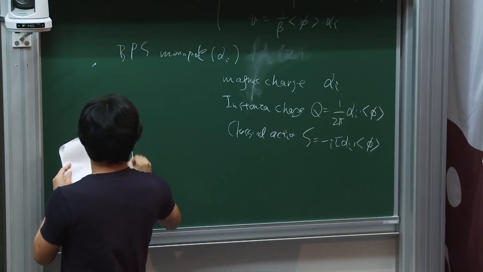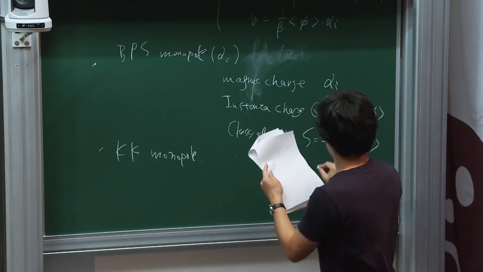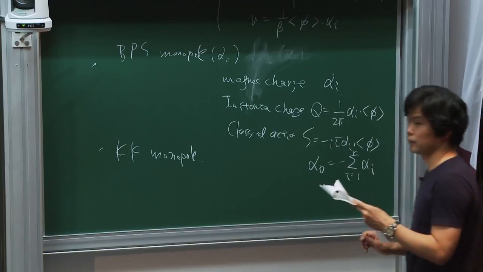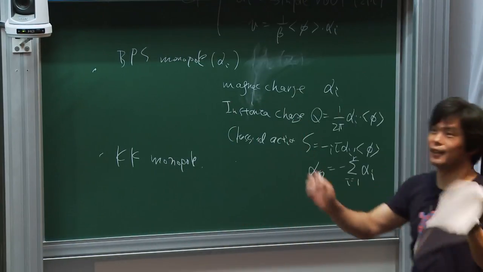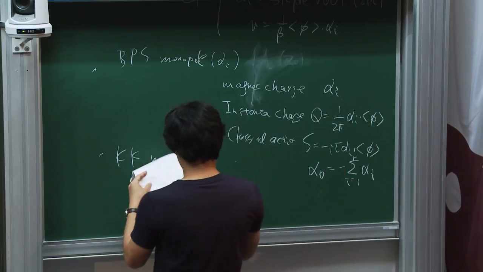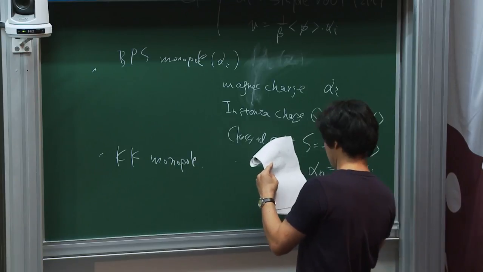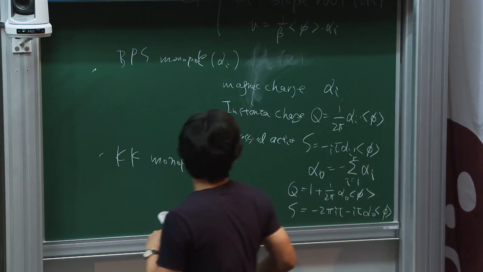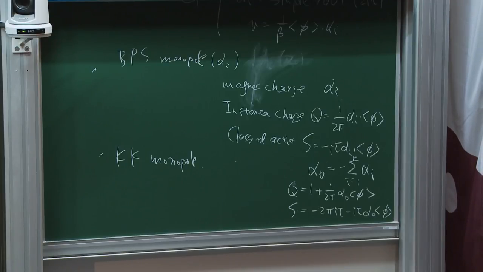So then the Kaluza-Klein monopole, as you expect, has magnetic charge alpha zero. In this SU(N) case it is given by this one. So the affine root, the lowest root. As you see in this picture, this alpha zero and alpha I are always equivalent. And the charge Q equals 1 plus alpha 0 phi, and S is this. So this looks different from this one, but this is just coordinate dependence in the algebra.